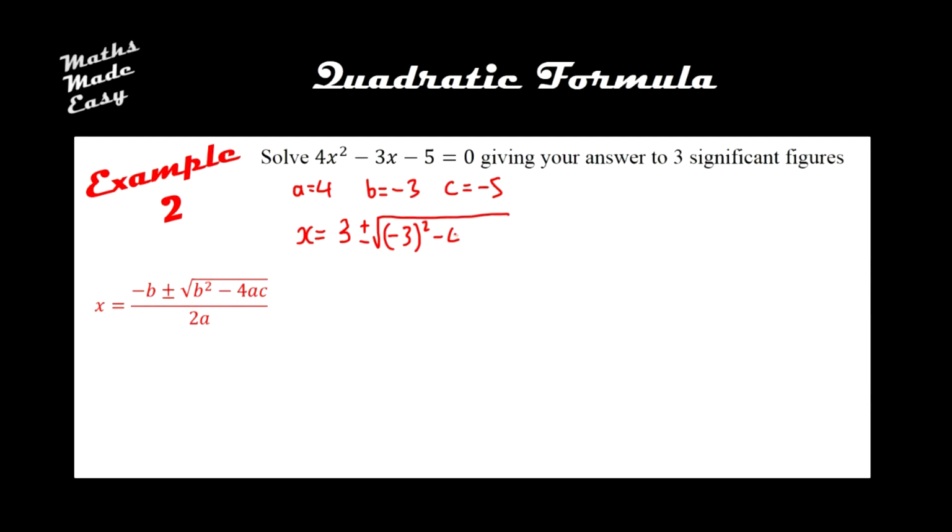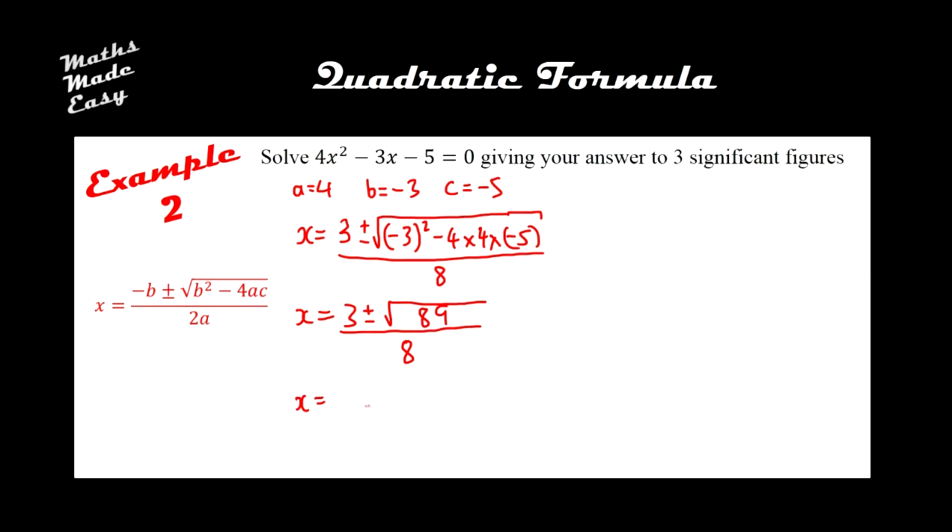And then we have minus 4 times a, which is also 4, times c, which is a negative 5. So let's put that in a bracket. All of this then gets divided by 2 lots of a, which is 2 lots of 4, which is 8. So x equals 3 plus or minus the square root of. Now, if you type all of this into your calculator exactly as it is, your calculator will take care of it for you. So in this case, you should come out with 89 inside the square root.